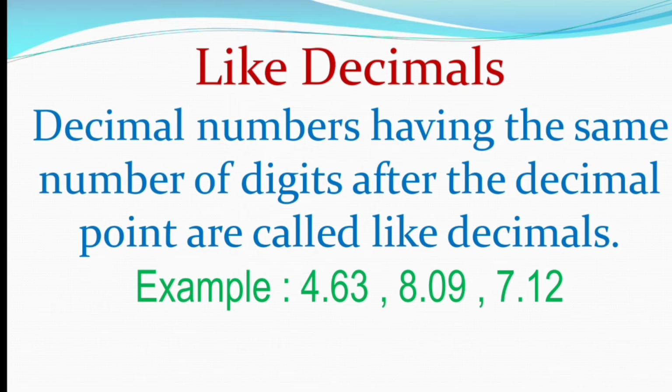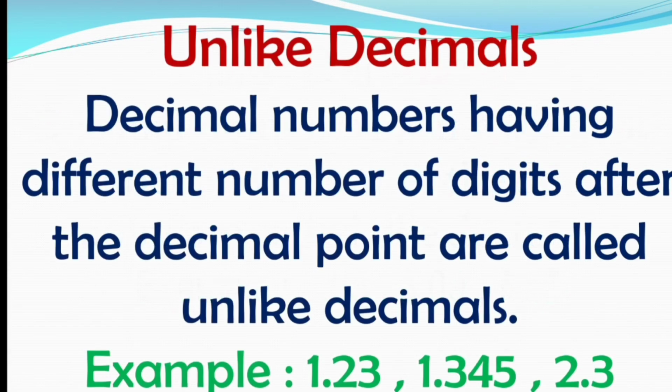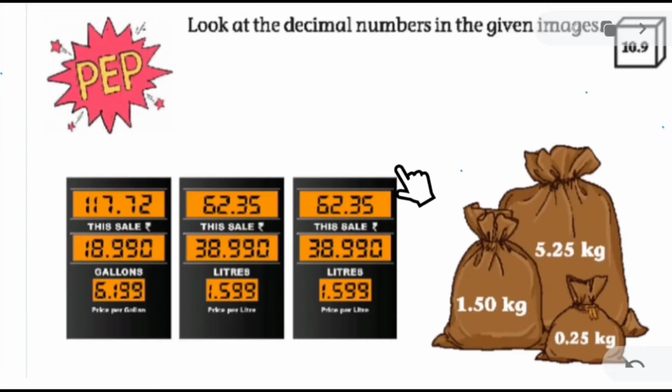What are like decimals? Decimal numbers having the same number of digits after the decimal point are called like decimals. Example: 4.63, 8.09, 7.12. What are unlike decimals? Decimal numbers having a different number of digits after the decimal point are called unlike decimals. Example: 1.23, 1.345, 2.3. Look at the decimal numbers in the given images.